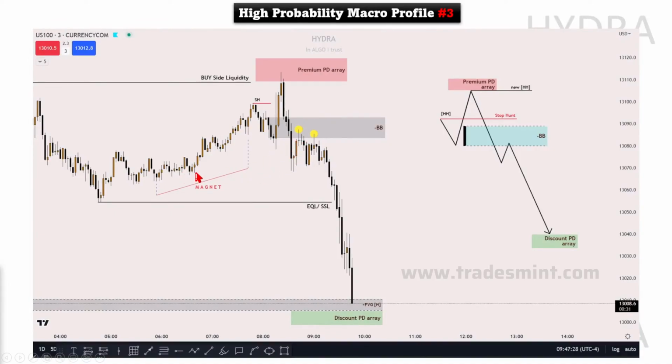So price still has a lot of relative equal lows to clear out. Now in this retracement, price is just retracing to accumulate orders to go lower. And as you guys can see, price hit the fair value gap a couple of times. It gives you a chance of entry a couple of times, and then it just moved lower.